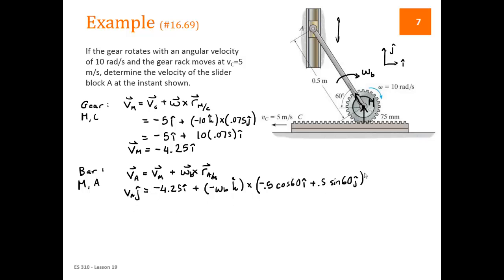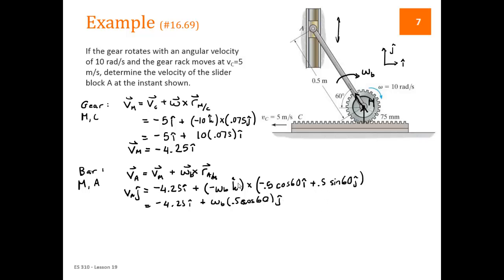Now we can split this into two equations. First of all, let's take this cross product. So we get negative 4.25 i hat, negative omega B k hat crossed into negative j hat. Negative k hat goes into the board, or fingers go into the page. We cross into negative j, so we bend those fingers to the right. Our thumb points up, so it's a positive j hat answer. So that's going to be positive omega B times 0.5 cosine 60 j hat.